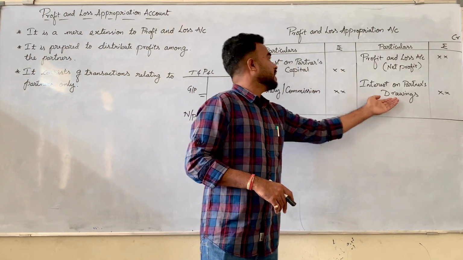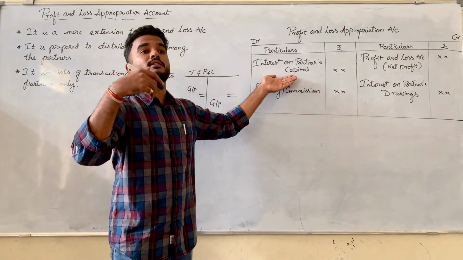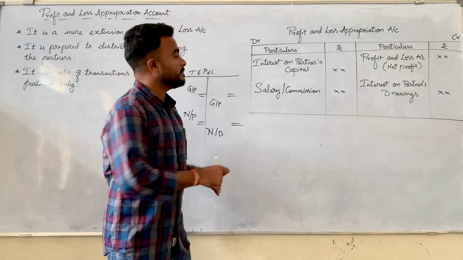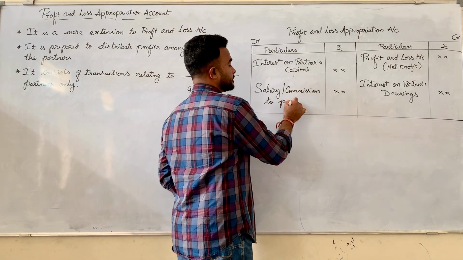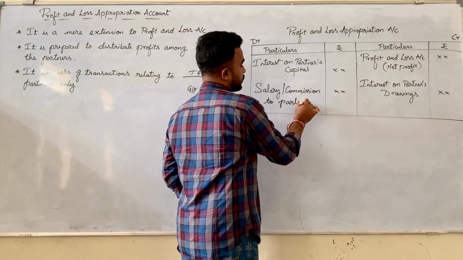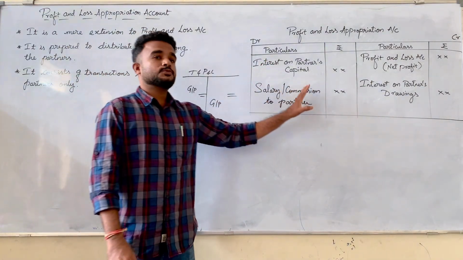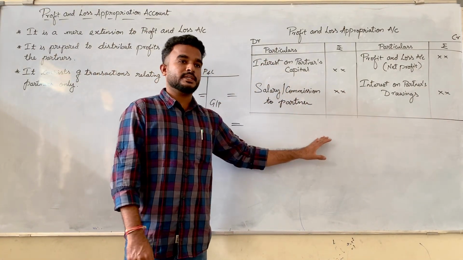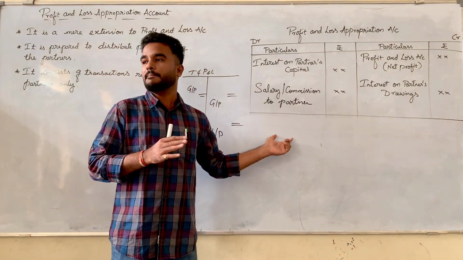Is that clear? And for the same firm, if they have to pay interest on capital, it will be an expense. And salary or commission to partner. So only these 4 items will be there. After these 4 items, resulting figure, whatever the profit or loss, whatever it is, we have to distribute among the partners in their profit sharing proportion.